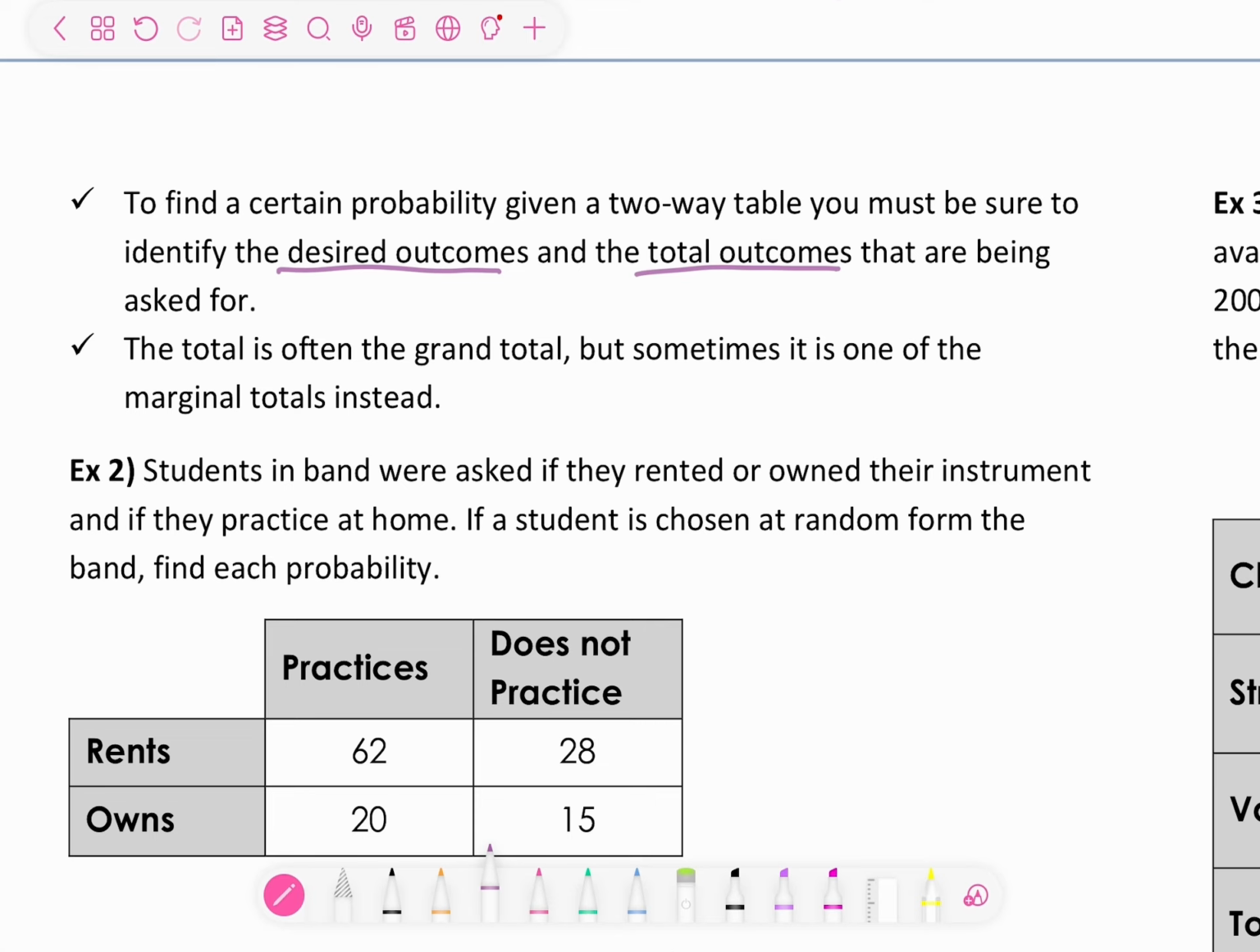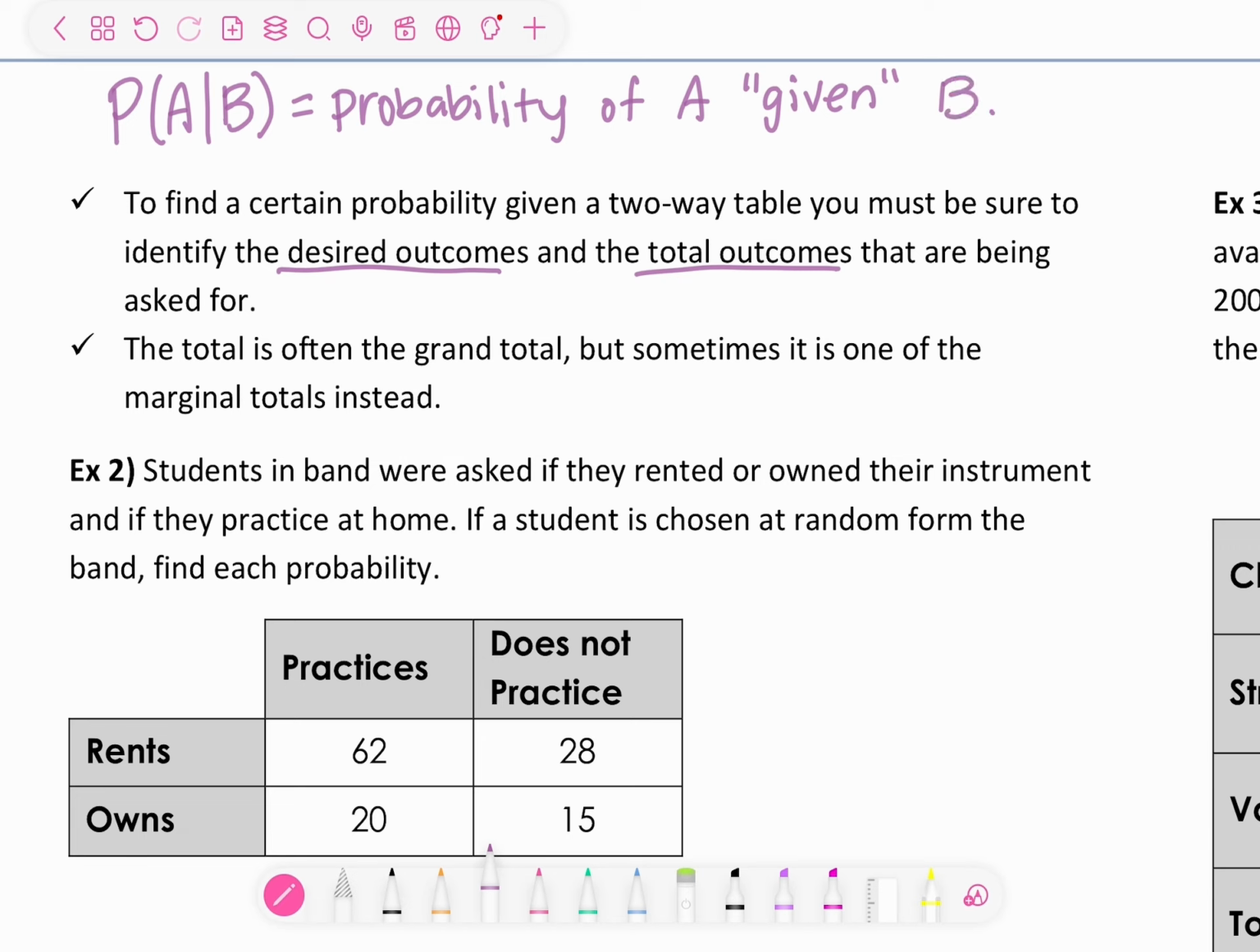Now, I need you to add something here. It comes from conditional probability, which I didn't do a complete lesson on, but this is important for what we're about to do. So probability of A, and then it's this vertical line, which means given, B. So what this means is probability of A given B. So there are times when we're trying to find the probability of something, but we're actually given additional information.